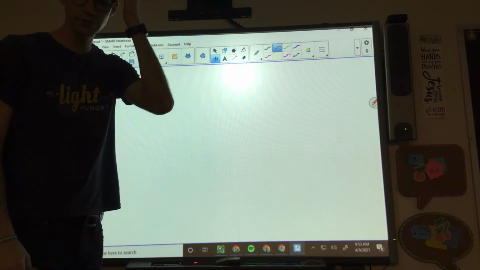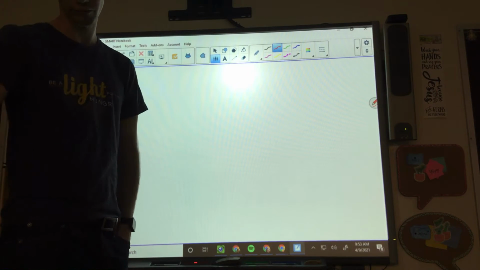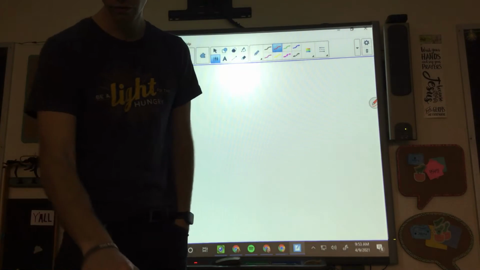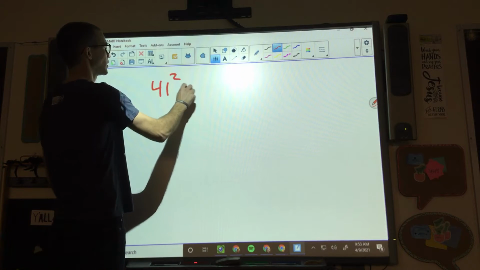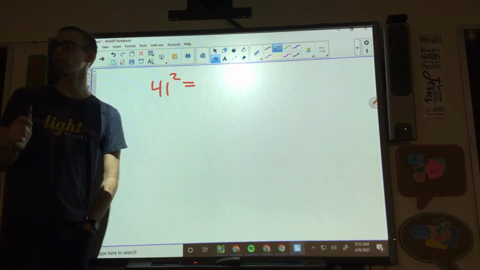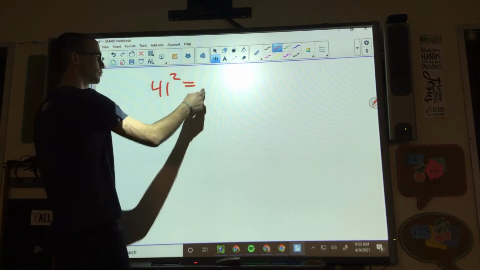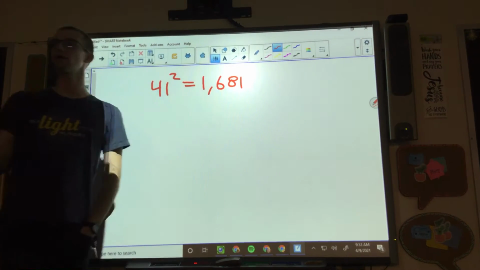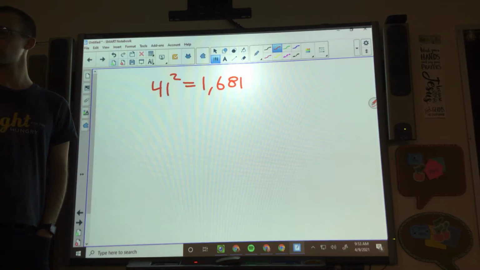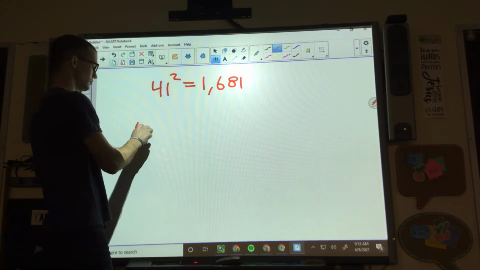Alright, so number 16 on page, this is like 1.4, but it's a later section of it. So number 16, it says, given that 41 squared equals, someone help me out, what does it say? 41 squared equals 1,681. What's the next thing it says? Find the square measure of 410.